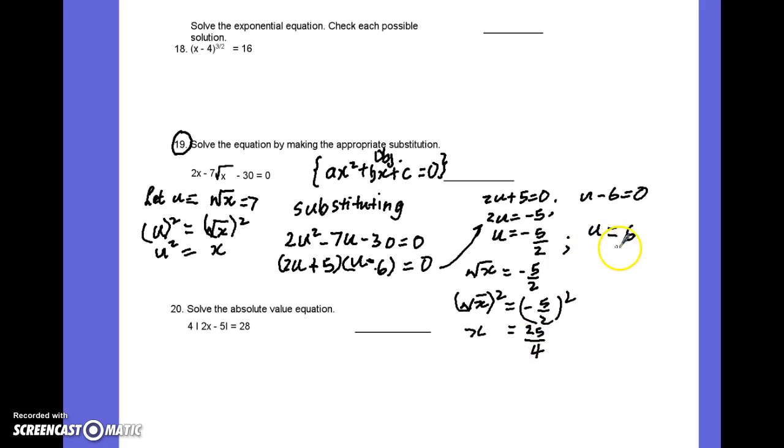For this option, u is equal to 6. So for u, again, I'm going to write the square root of x equals 6. And to get x, I'm going to have to square the left side. But if I square the left side, you know what I'm going to have to do for the right side. I'm going to have to square the right side as well. So x is equal to 36. So these would be our two answers. x equals, not negative, but positive 25 over 4. x equals 36. And we could go back and check those.